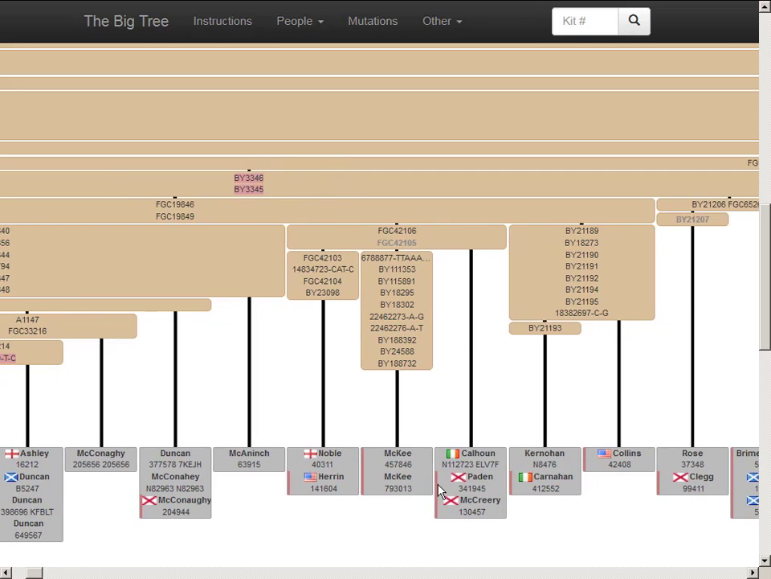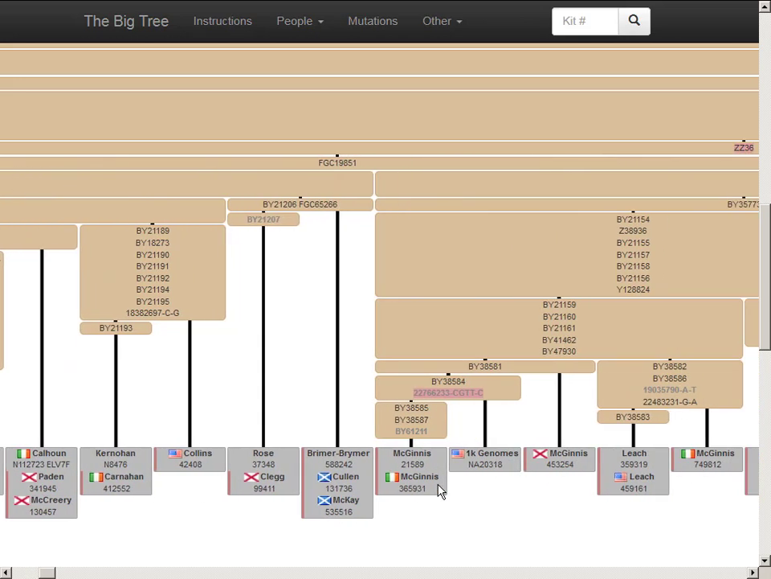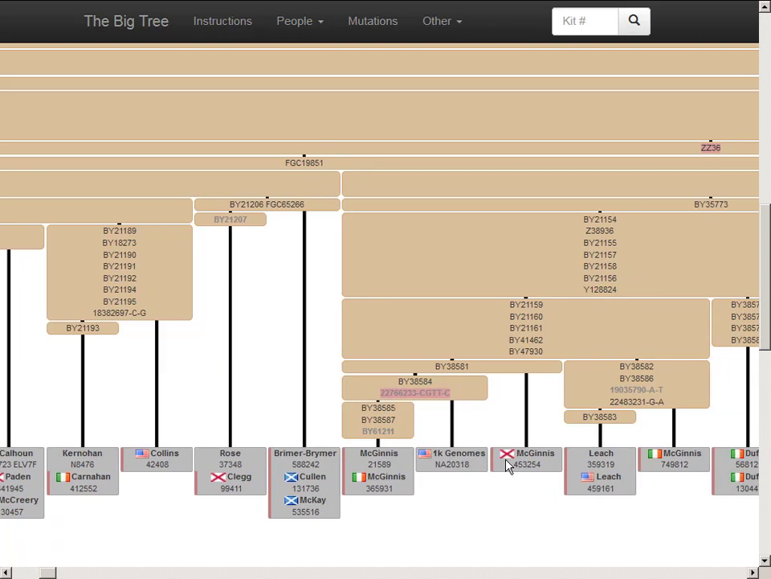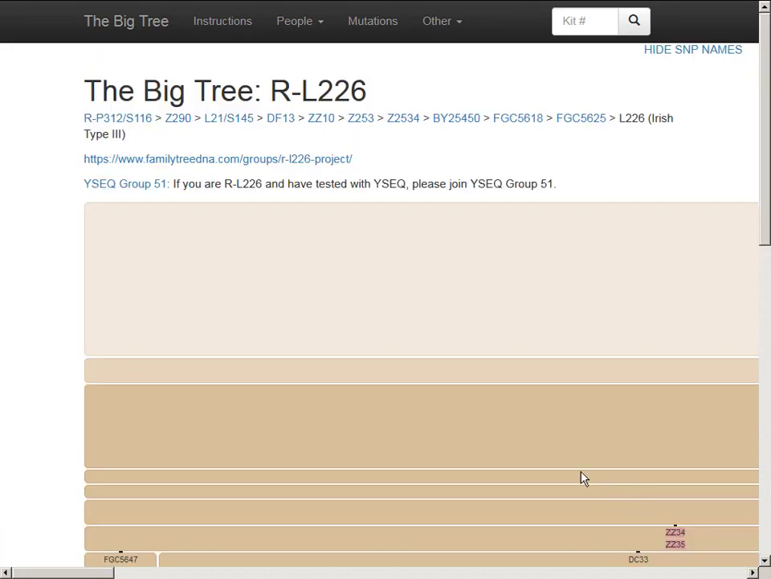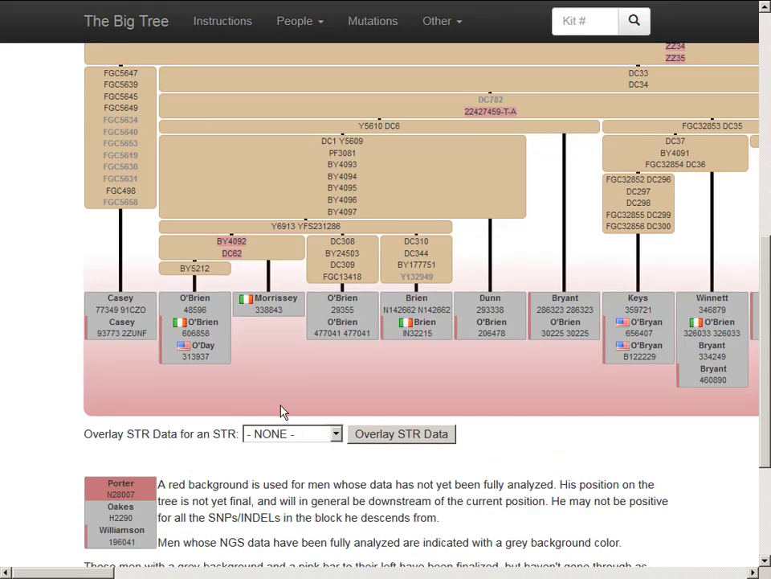And as we scroll over to the right, you will see patterns of repeated surnames. That's a McKee branch. There's a McGuinness branch with several different sub-branches, all McGuinnesses, but there's Leeches somehow are a descendant of the first McGuinness, a Duffy branch, and Boyle branch, and so on. And it's the same thing for the Dalcassians. Here's a Casey branch. These are all Casey-specific mutations.